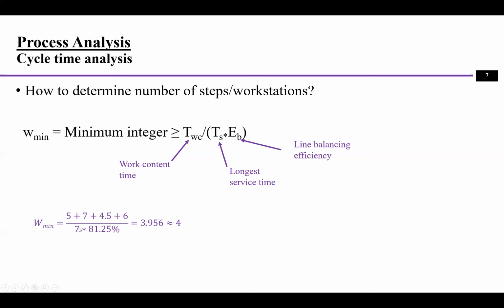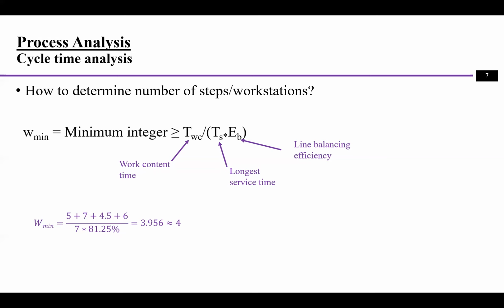Because if we only divide it by 7, we assume that each process has the same amount of cycle time, right? But do they really have the same amount of cycle time? No, most of the time it's not. So there is a line balancing efficiency, and we need to multiply 81.25% to get the number of workstations. Okay, so this is how we calculate the number of workstations given a total work counting time and also a cycle time.